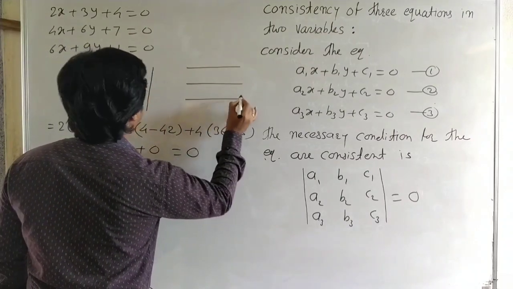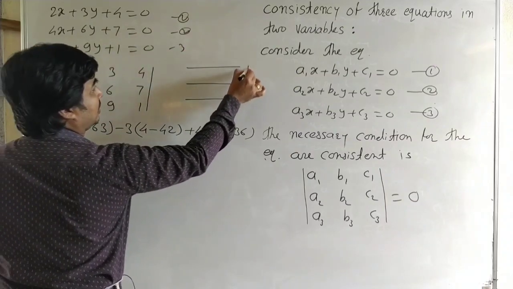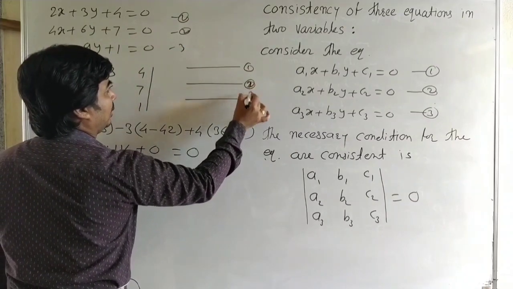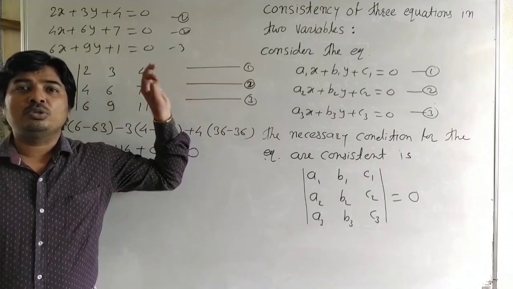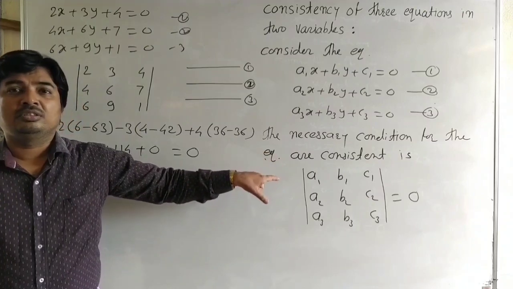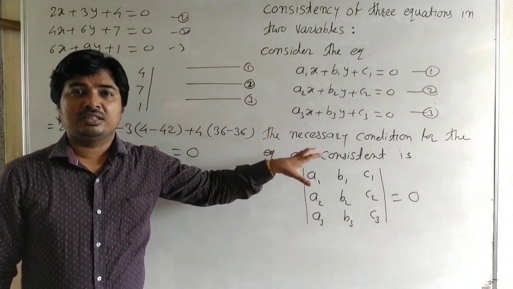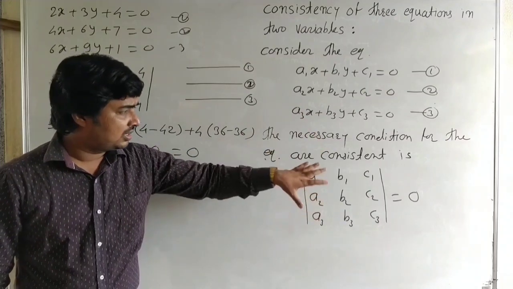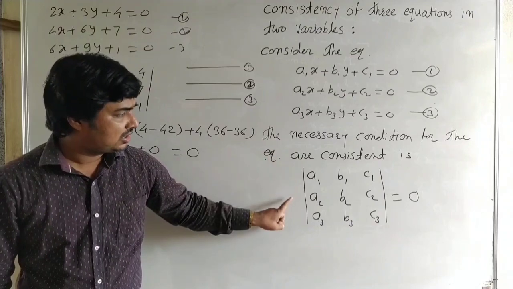These three lines, here it is 1, 2 and 3. These three lines are parallel, that means they have no common solution. And it is a necessary condition for the three lines to be consistent. It is not necessary and sufficient. Sufficient, it is a general form. Here, first, this is the necessary condition.